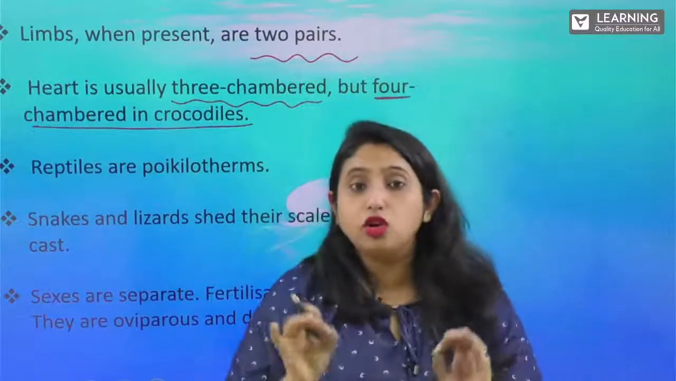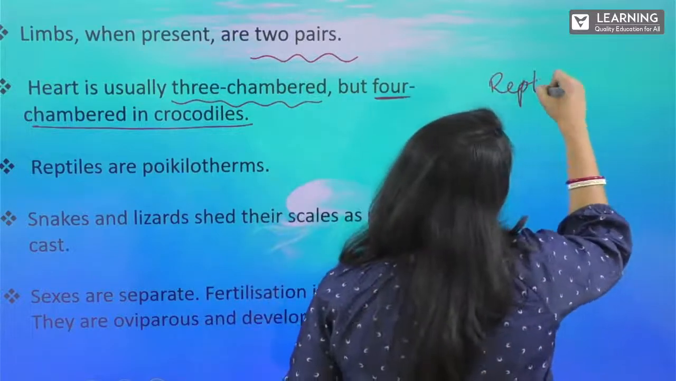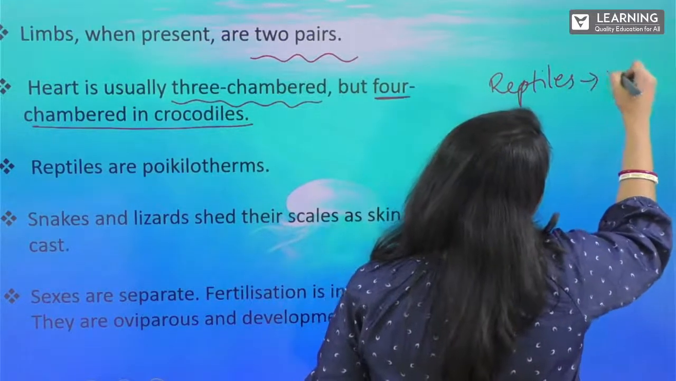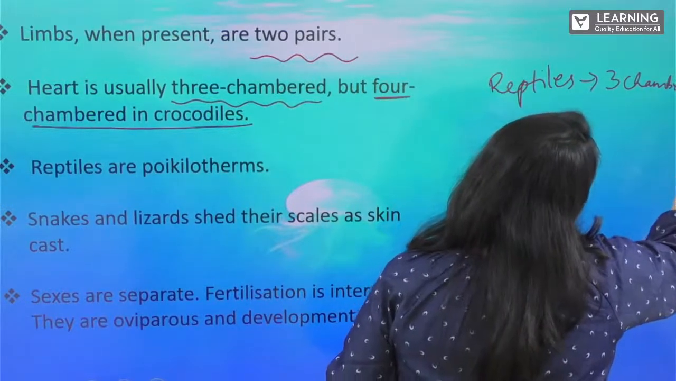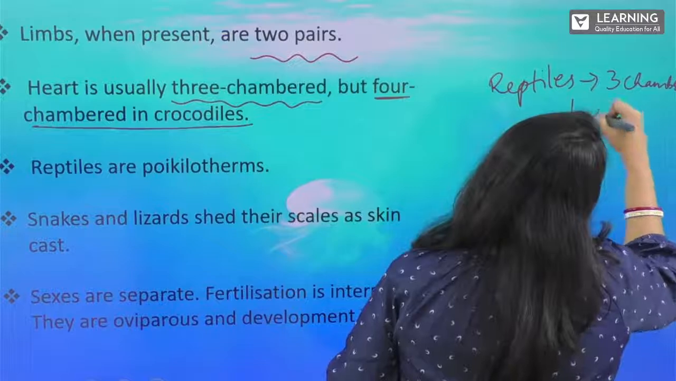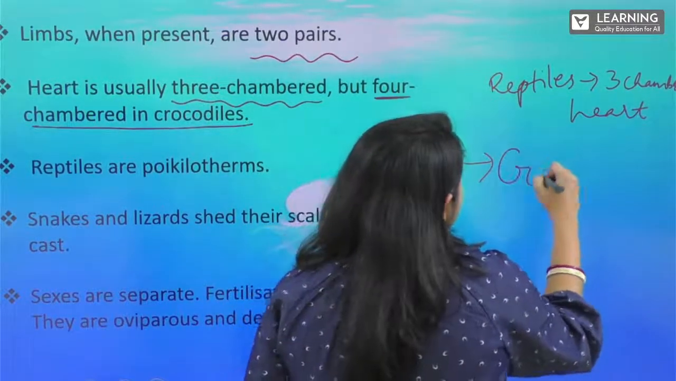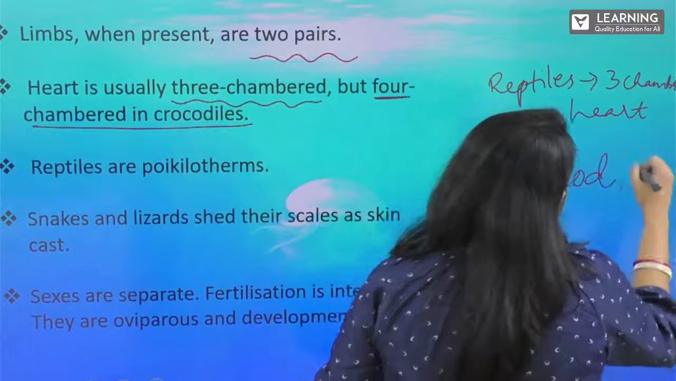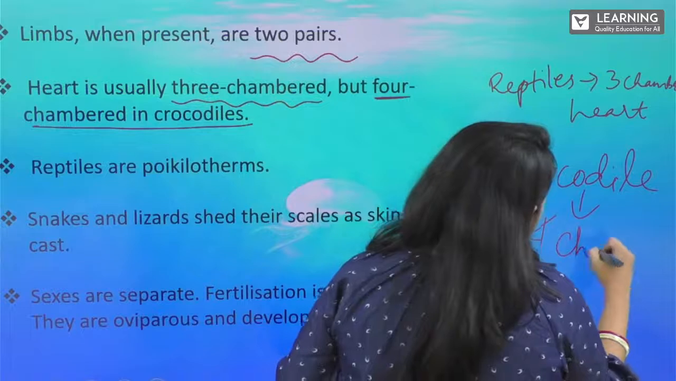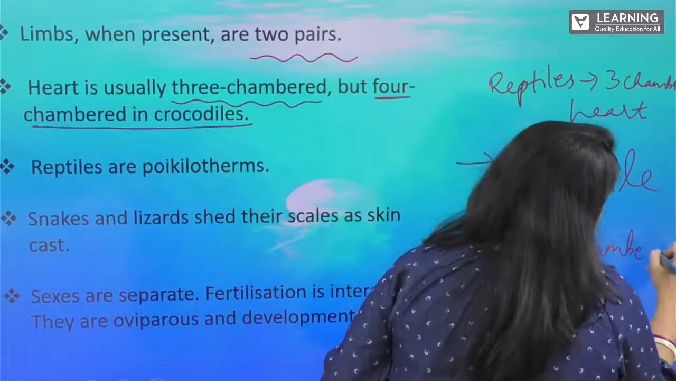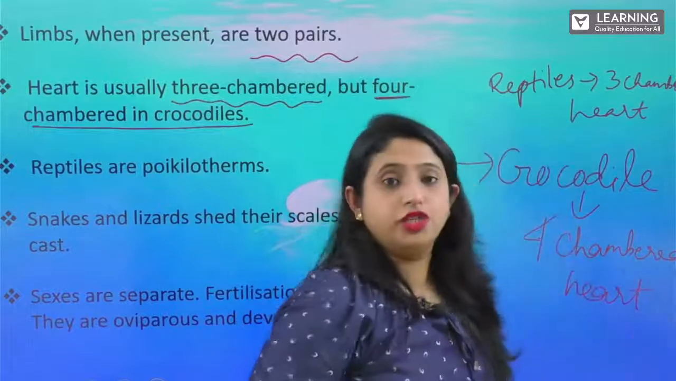Otherwise, reptiles also have how many chambered heart? Reptiles also have three chambered heart. Okay, three chambered heart. But the only exception is your crocodile. Crocodile has how many chambered heart? Four chambered heart. This is important for your MCQ question.